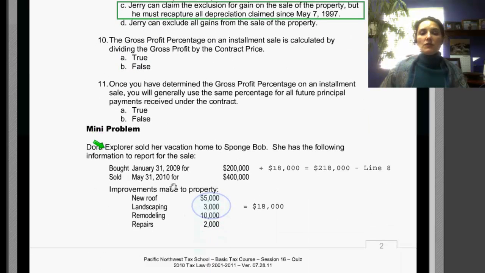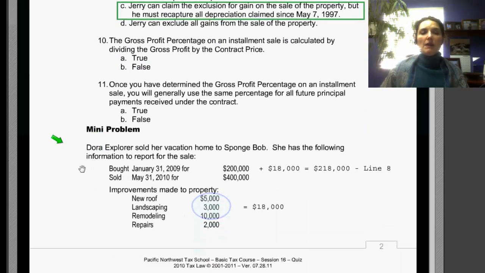And the last question we're going to review is the mini problem. Dora Explorer sold her vacation home to SpongeBob. She has the following information to report for the sale. She bought it on January 31, 2009 for $200,000, and she sold it on May 31, 2010 for $400,000. So that's a nice gain for a short period of time.